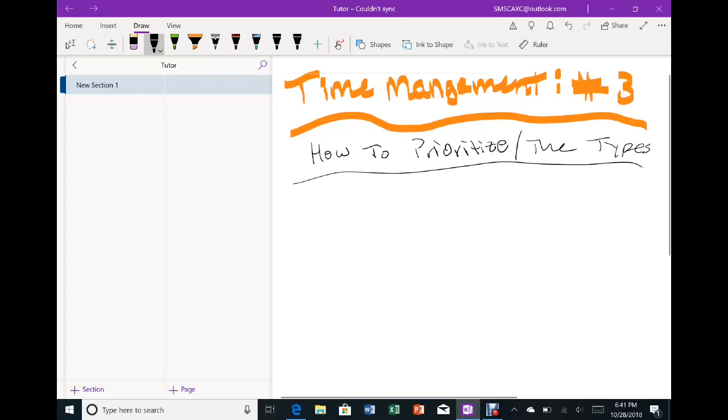So today's topic is going to be how to prioritize your assignments and the types or categories of assignments. And let's get right into it. Alright, so first we're going to start with the categories of assignments. So I like to break it down like this.